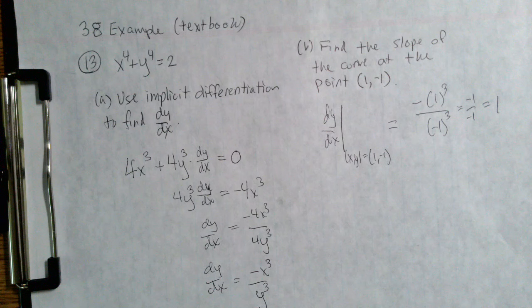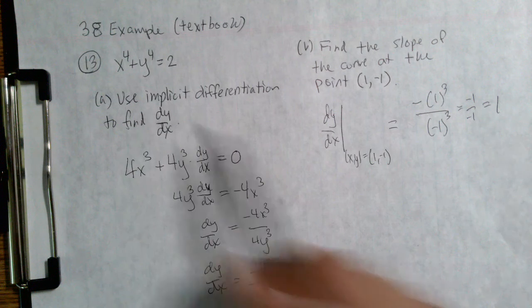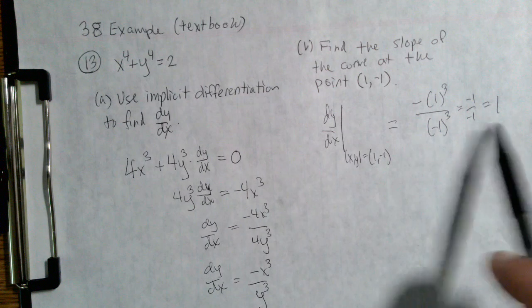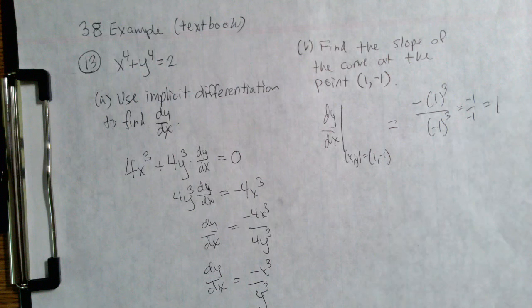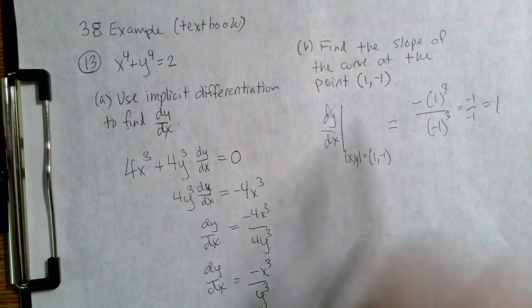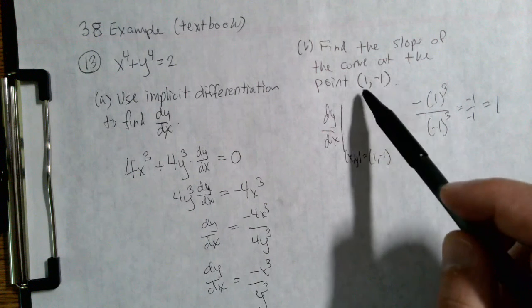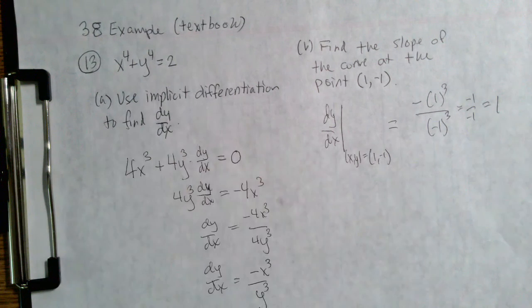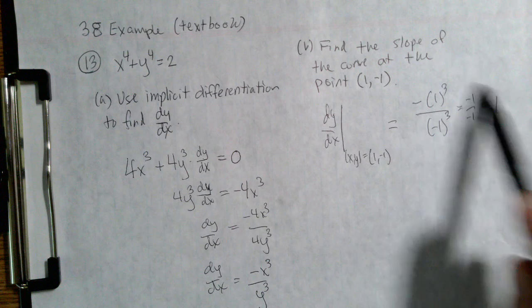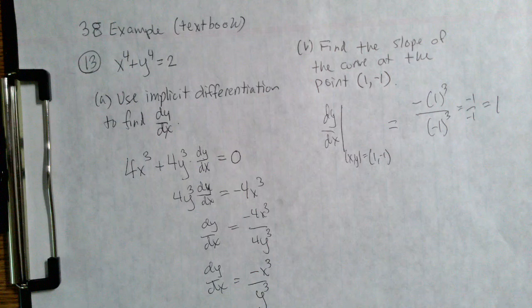They didn't ask us for more than we've done here, but we know that this curve is going to have a slope of 1 at this point. That's what we're determining. Let me point out, going back to the idea that this may not be the graph of a function, that (1, 1) would also be a point on this curve. It satisfies that equation. And that's going to have a different answer if we had (1, 1) as our point.